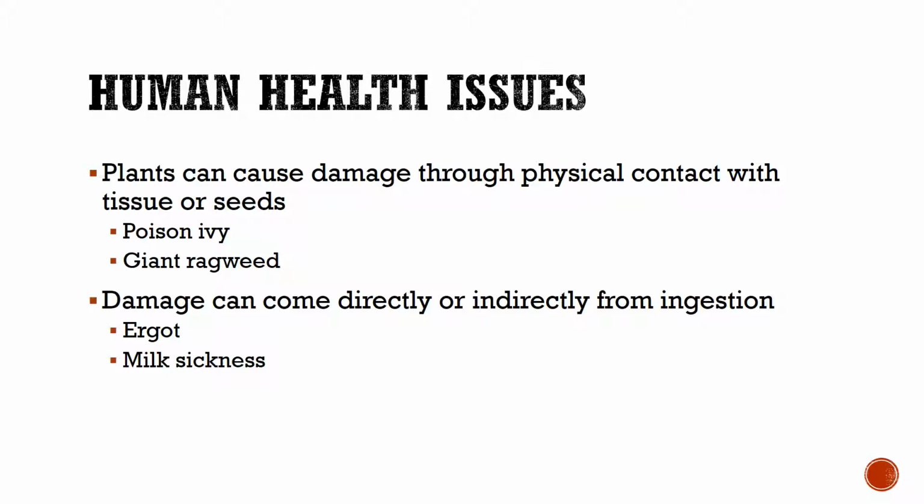There are also human health issues that we can see. We all know what poison ivy can do to us because of physical contact. Ragweed is also really important. A lot of people are allergic to ragweed. When that ragweed is up, a lot of allergy problems start to come up, and sinus issues will start to come up. And then, directly from ingestion, if you were to eat some of these weeds that we'll talk about in class, you can actually get extremely sick and maybe even die from them.